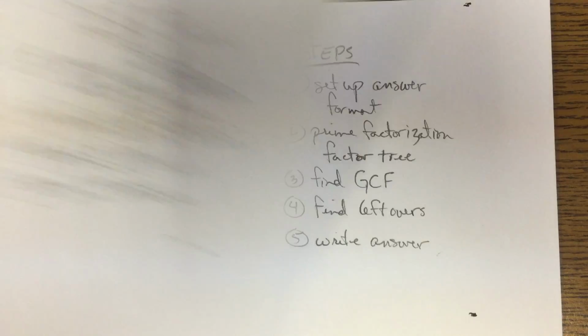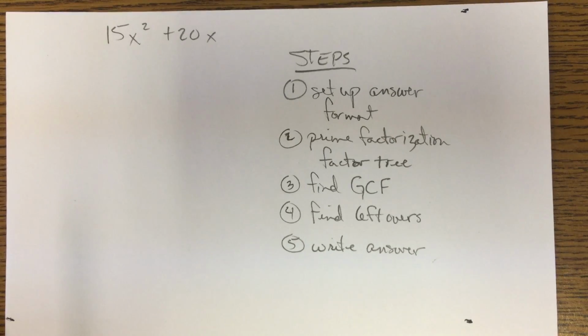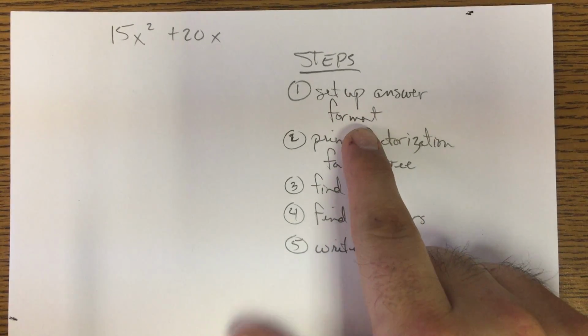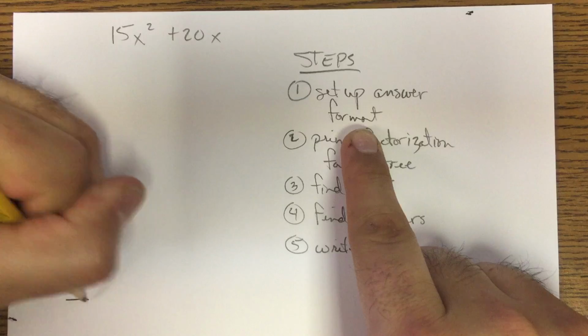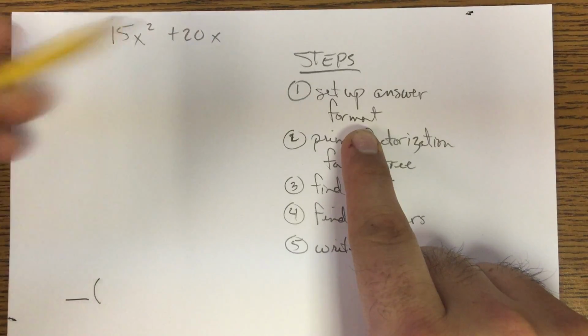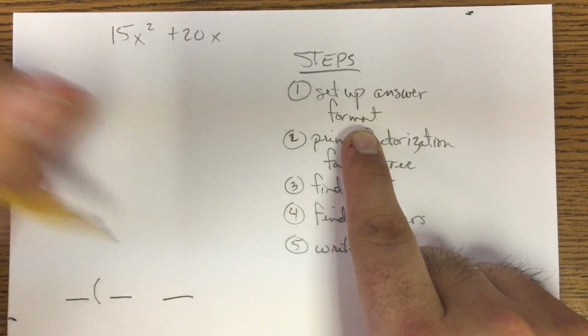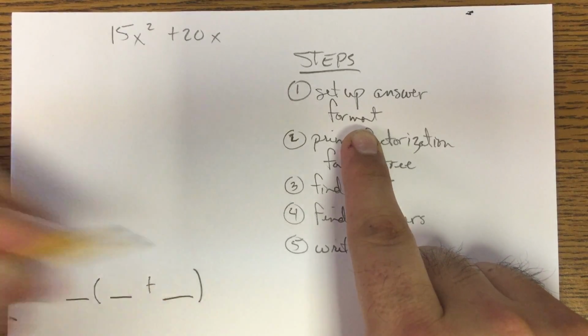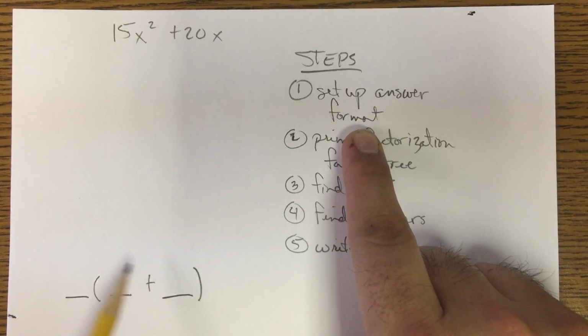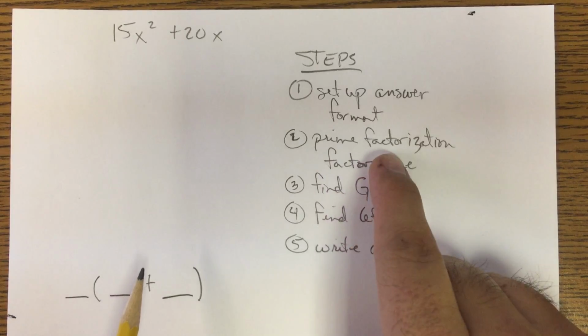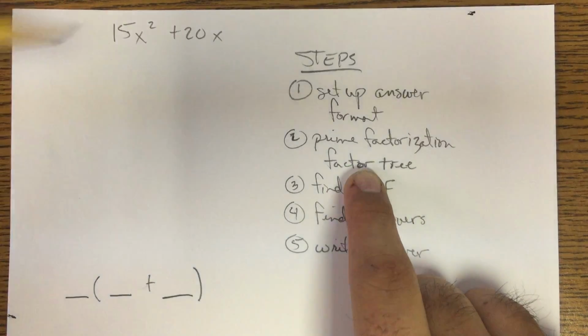This one's going to be slightly different, but the same. So we're going to set up for our answer. And remember, we're going to pull out a greatest common factor. There's 2 terms, and what's in between these terms is addition. So that's what my answer is going to look like. I need to make our answer fit this. We're going to do the prime factorization with the factor tree.